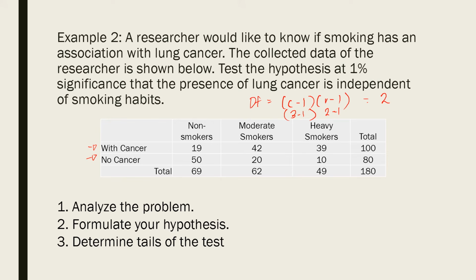Okay, so analyzing the problem, we have all the data we need over here. These are our observed values. We, however, don't have our expected values yet, so we're going to have to compute for that. Next is to formulate your hypothesis. Simply put, our null hypothesis: the presence of lung cancer is not independent of smoking habits.